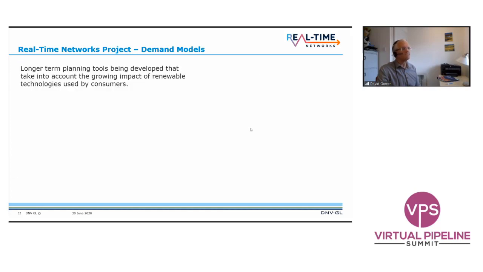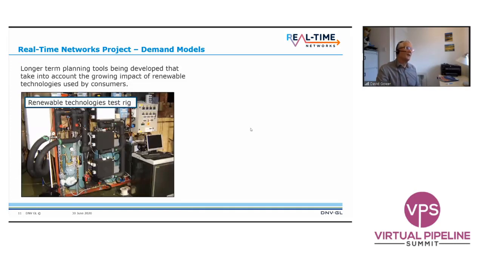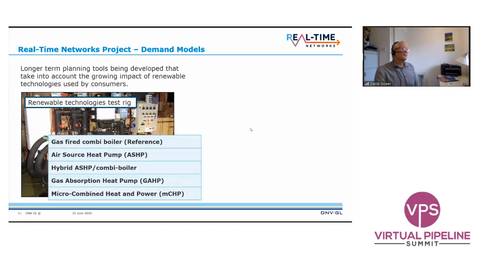I'll quickly touch on some of the other types of modeling that we produced. We know that consumers are starting to use different types of technologies within their homes, whether it's hybrid heat pumps or other sorts of heat pumps, or even micro CHPs. So we conducted tests to see the way in which those types of devices might impact on the modeling that we developed.